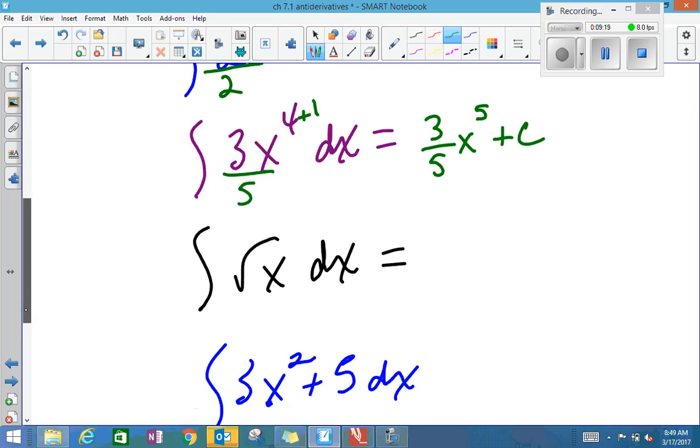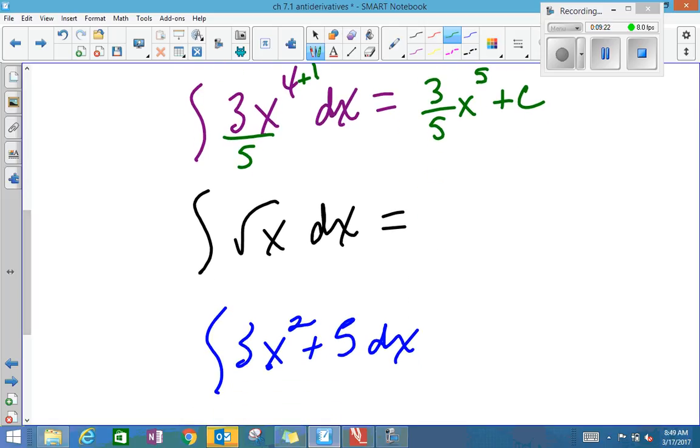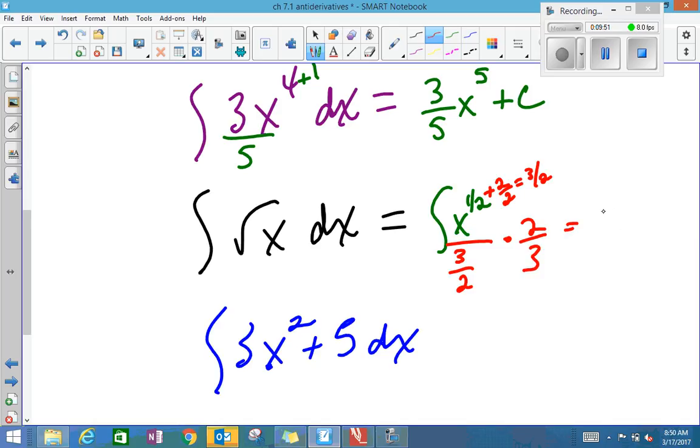Okay? Let's make it a little bit more fun with some fractions. I'm going to rewrite this as x to the 1/2. Remember, with fractions, we add 1. Adding 1 gives us 3/2. Then we're dividing by that 3/2, which, if you recall, is the flippy-switchy stuff, so we multiply by the reciprocal. This becomes 2/3 x to the 3/2 plus c.